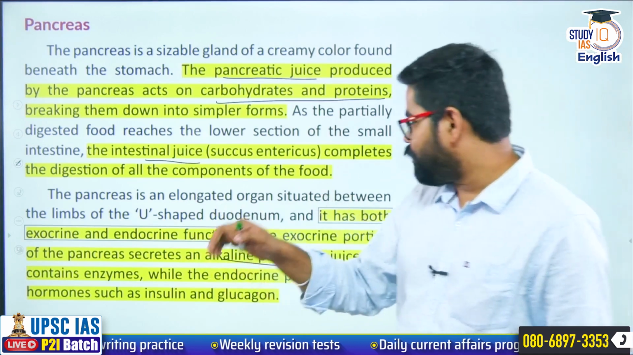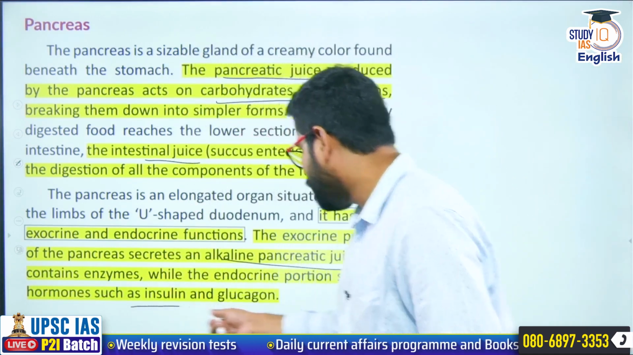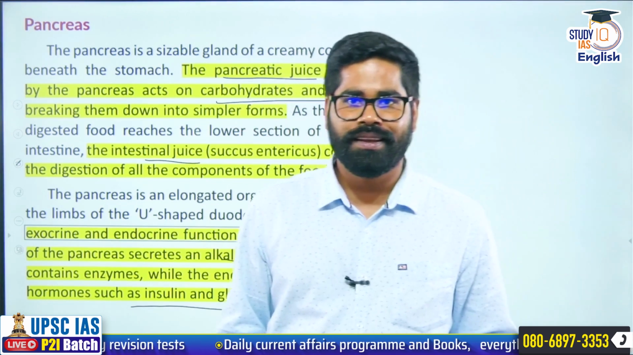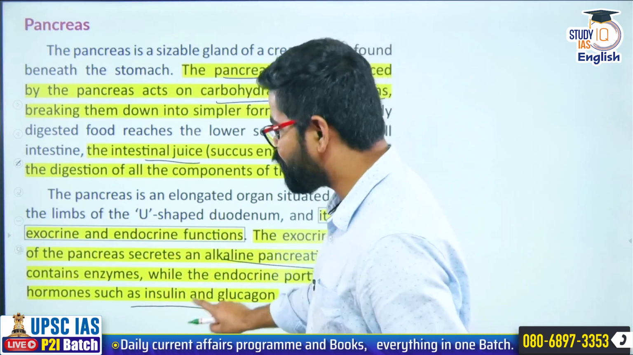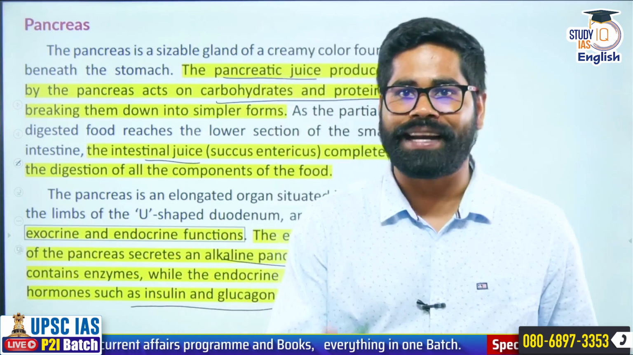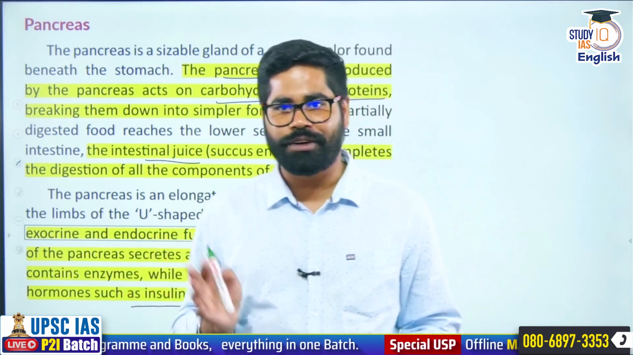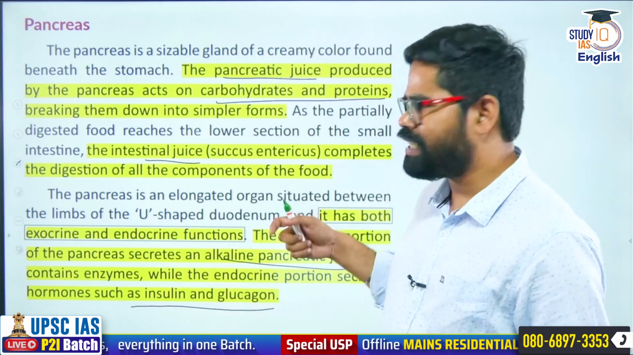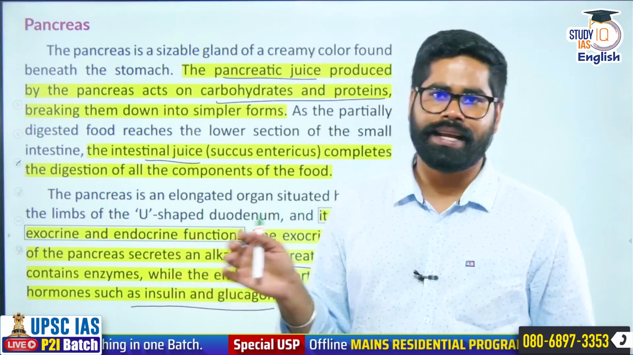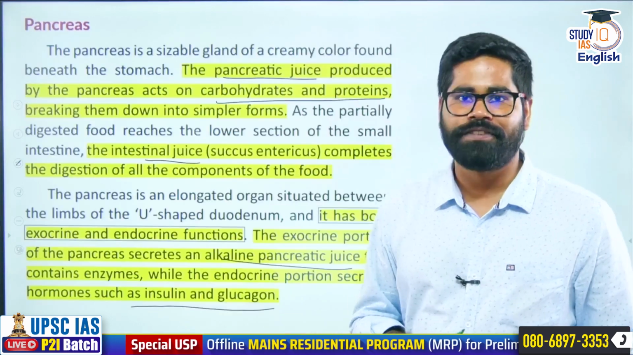But then it has other functions. For example, it also releases certain hormones like insulin and glucagon, and these are directly released into the blood. So in this portion, it is acting as an endocrine gland. So the pancreas functions as both an endocrine and an exocrine gland. Whereas the liver, you have seen, also has the bile duct, so it acts as an exocrine gland.